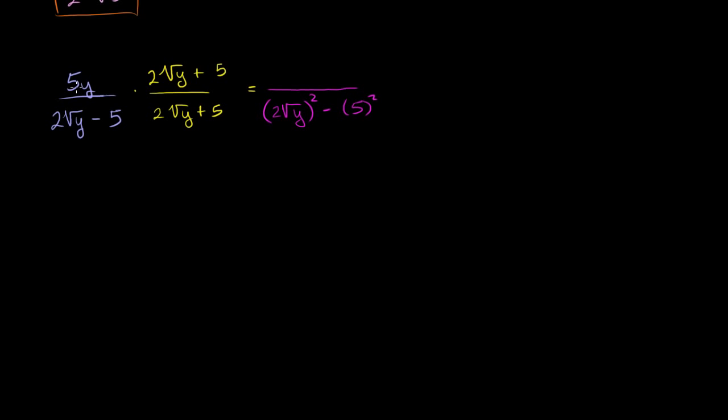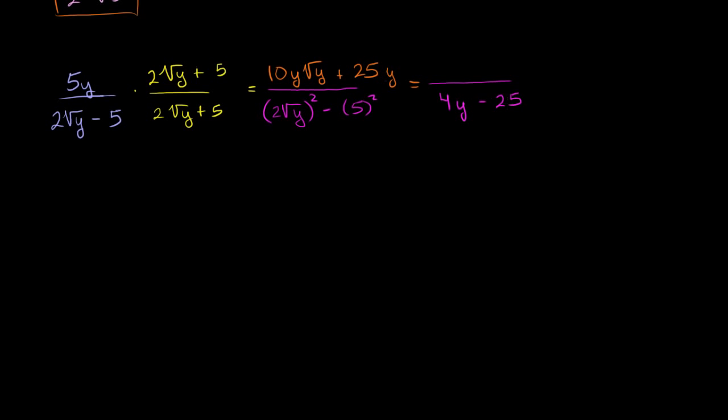And then our numerator is 5y times 2 square roots of y. So it would be 10, and this is y to the first power, this is y to the half power. We could write 10y square roots of y, or we could write this as y to the 3/2 power, or 1.5 power, however you want to view it. And then finally, 5y times 5 is plus 25y. And we can simplify the denominator further. We're going to have 2 squared, which is 4, times the square root of y squared, which is y. So 4y, and then minus 25.